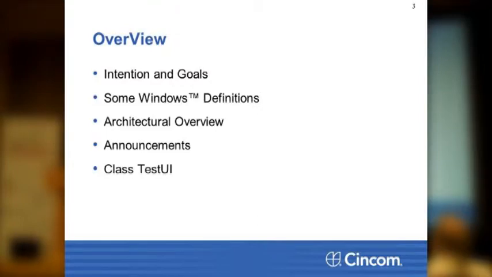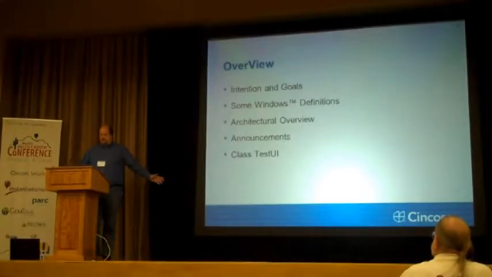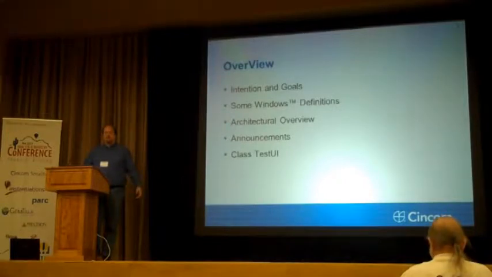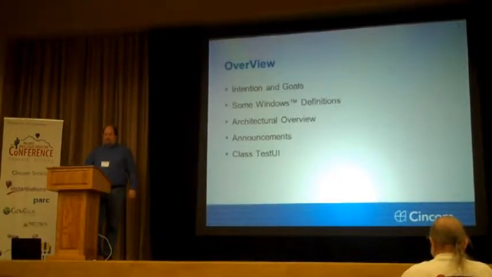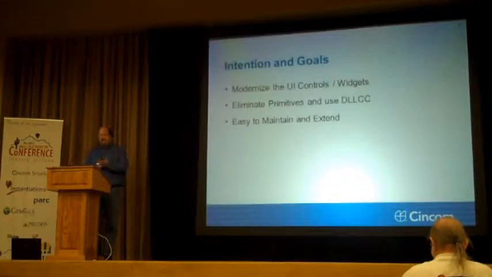So, the overview of this talk is that first we talk about the intention and goal of the project. Then some Windows definitions, so welcome to Windows 101. Then an architectural overview, what we are doing right now, and how it's done. Announcements, we are using announcements here, and finally a class called TestUI, which is something very special about the project that I need to show. Alright, intentions and goals.